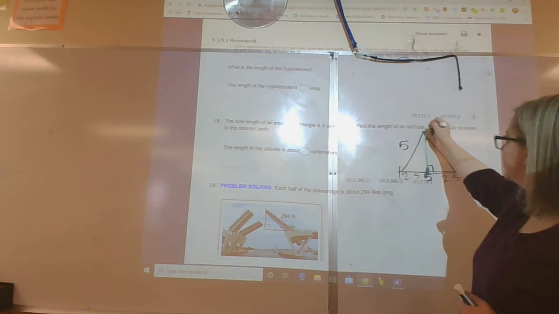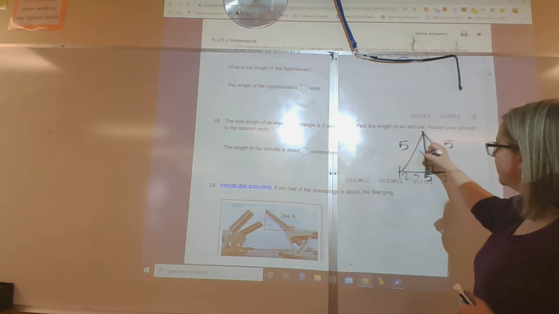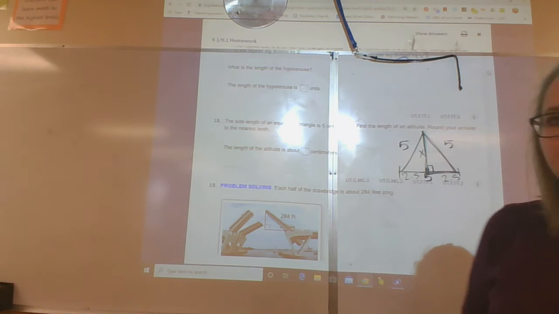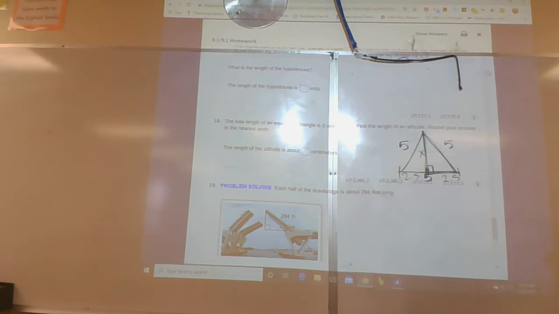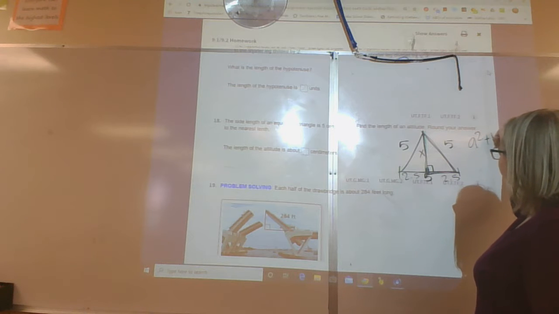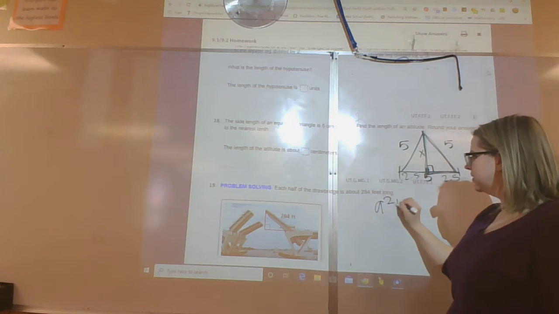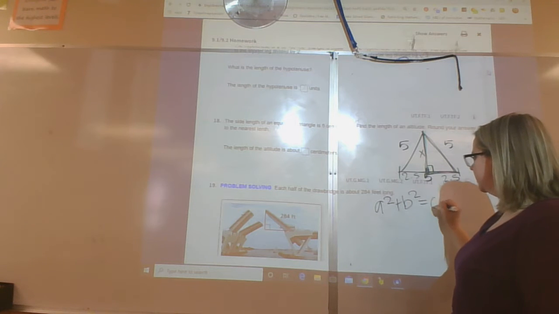Okay, now we're going to look at this triangle here. We want to find the length of the altitude. That is my x. I want to find that length. So we know we can use the Pythagorean theorem to find that out. Here I'm going to do a squared plus b squared. Oh, you know what? I'm going to write it over here. a squared plus b squared equals c squared.